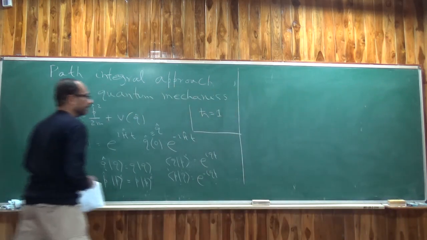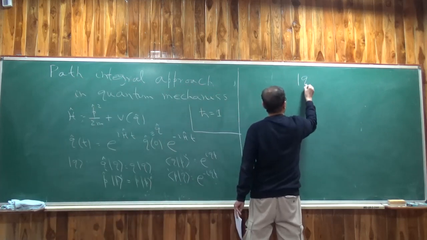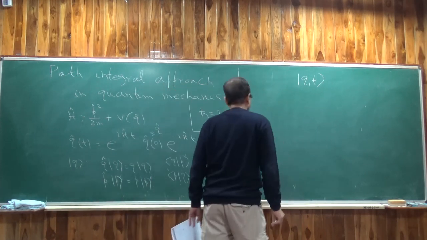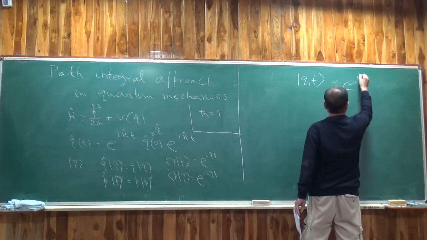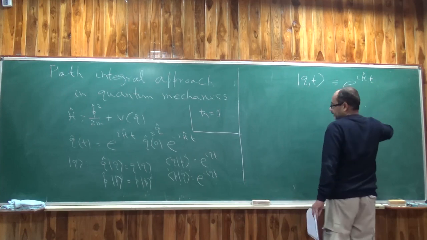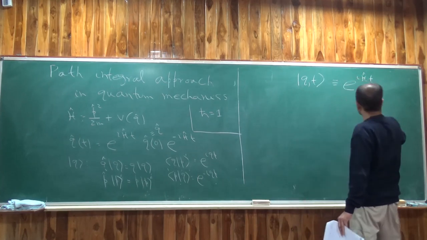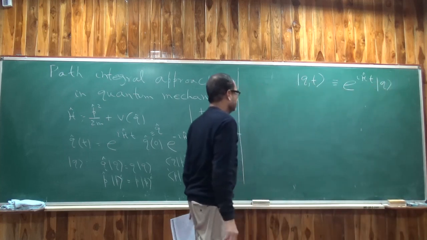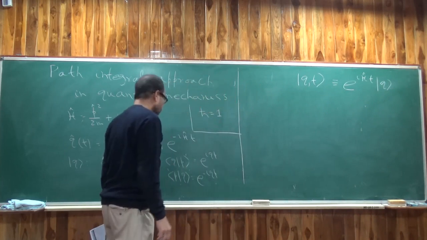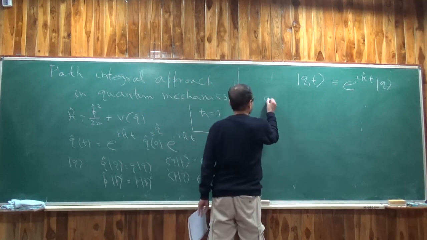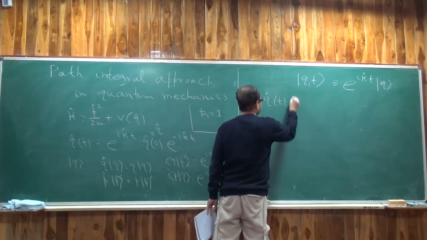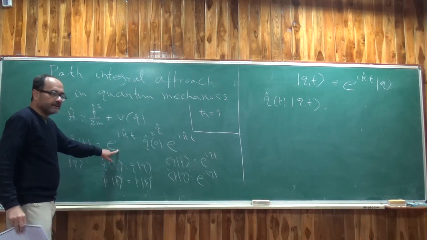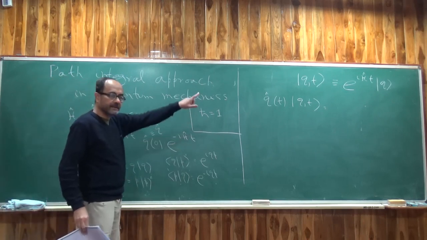We will also define a state which I will call |q,t⟩. This by definition will be e to the power i H hat t. So the property that it has is that if you apply q hat of t on |q,t⟩, if you use this expression, you see that the e to the minus i H hat t cancels that e to the i H hat t.